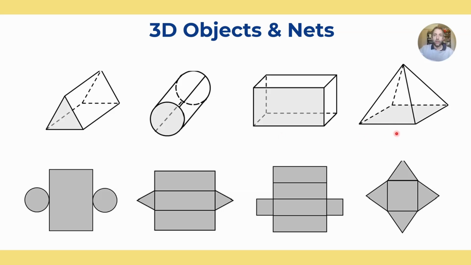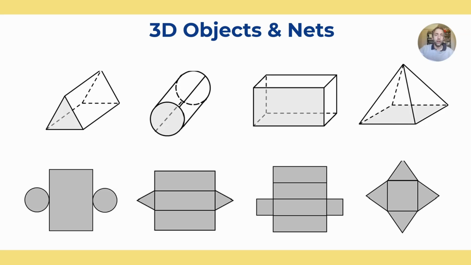And a square-based pyramid. Notice how I didn't refer to that one as a prism, because I could not take this square and push it from bottom to top. It wouldn't work. Okay, so this one is not a prism. So let's start matching these up.